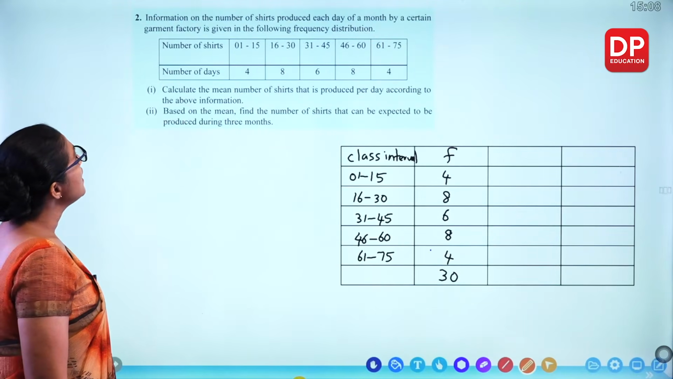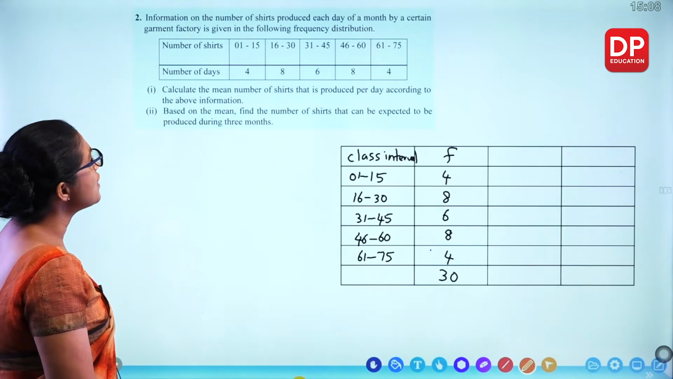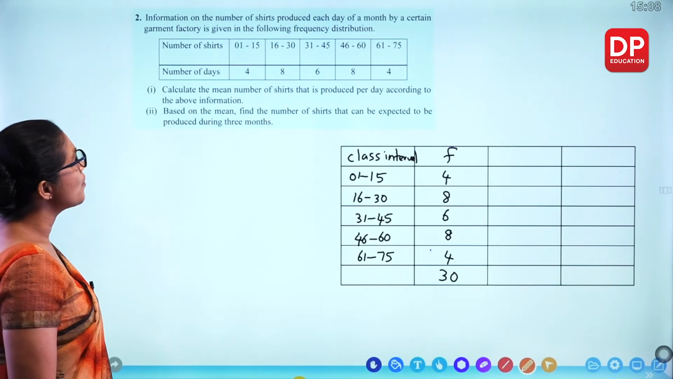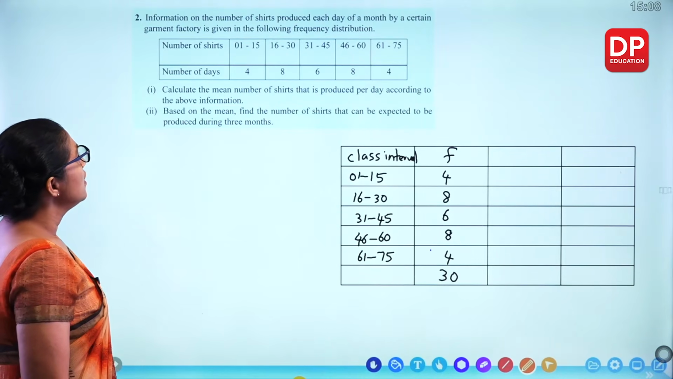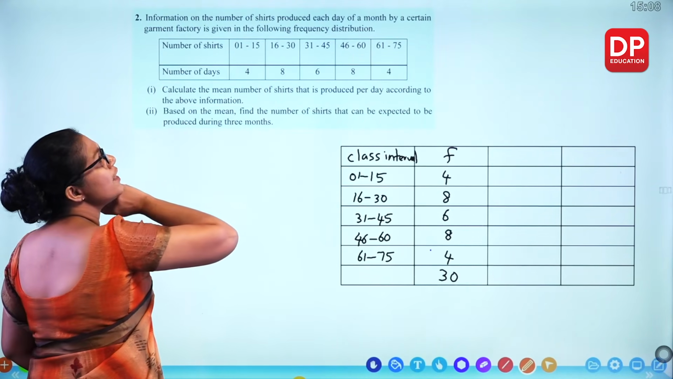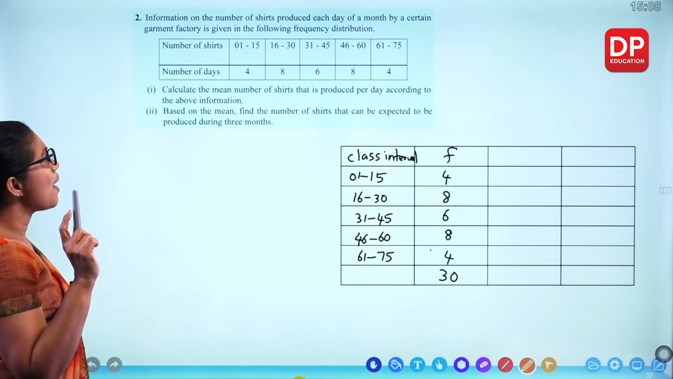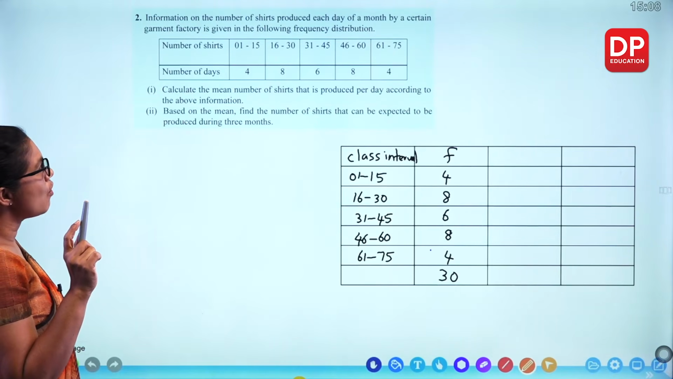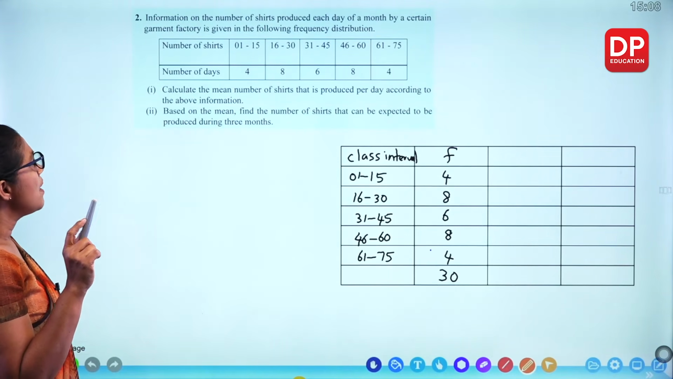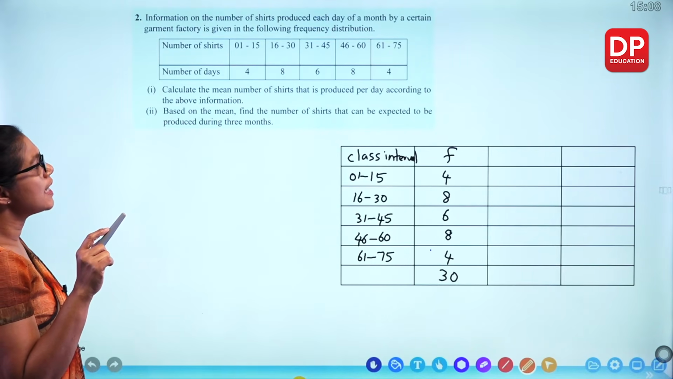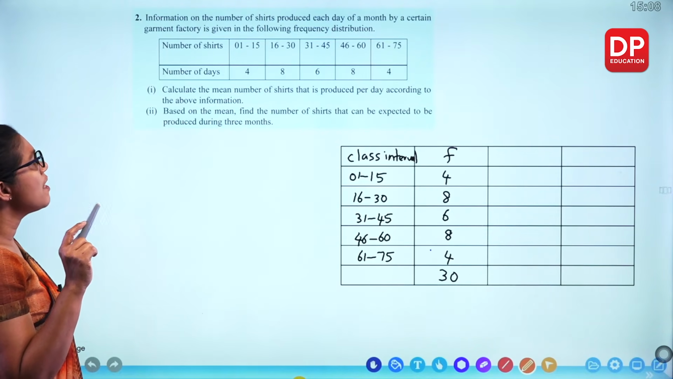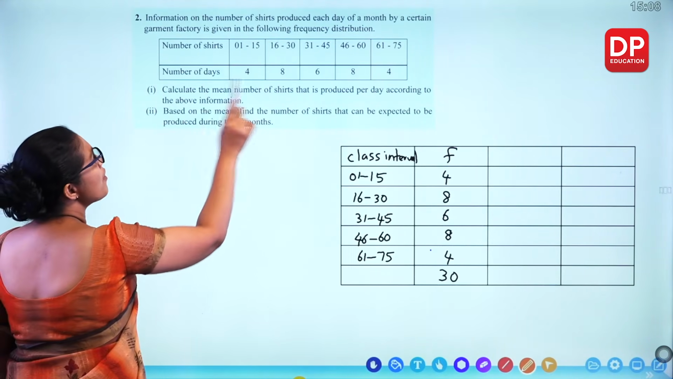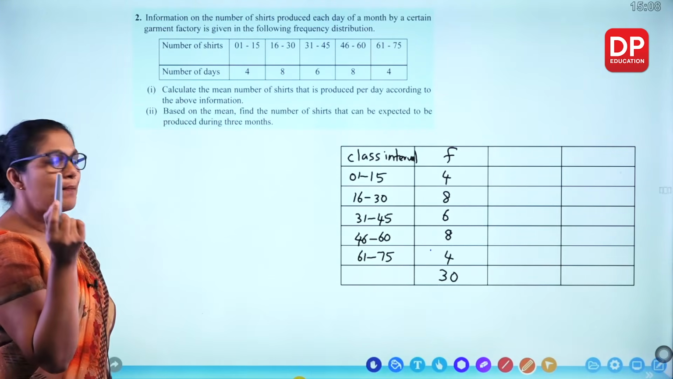Question number 2. Information on the number of shirts produced each day of a month by a certain garment factory is given in the following frequency distribution. What are these values? These are limits. There's a gap. Calculate the mean number of shirts that is produced per day according to the above information. Based on the mean, find the number of shirts that can be expected to be produced during 3 months. So this is number of days. So first we will try to find out the mean value.